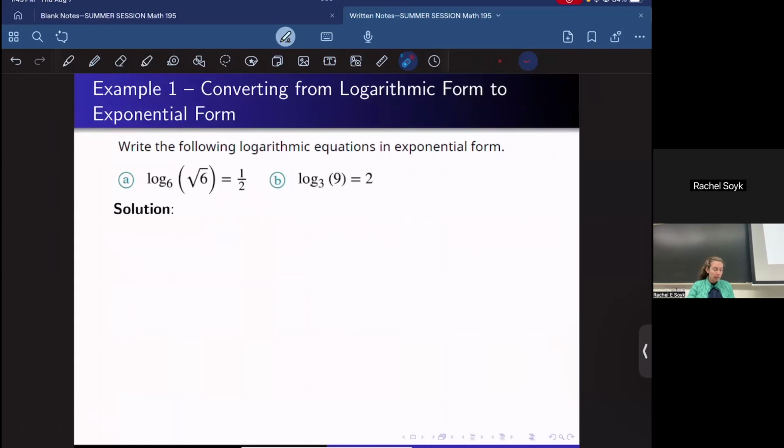So we finally arrive at our first example, where we just want to become more familiar with converting from logarithmic form into exponential form. I always like to use arrows here because, again, log base 6, that's like 6 raised to your exponent, is equal to the square root of 6, sort of like a circular motion.